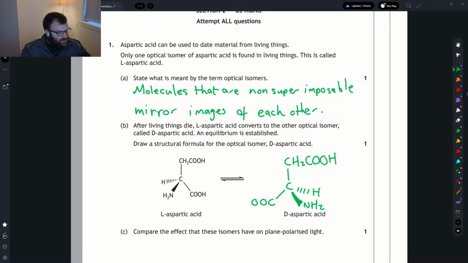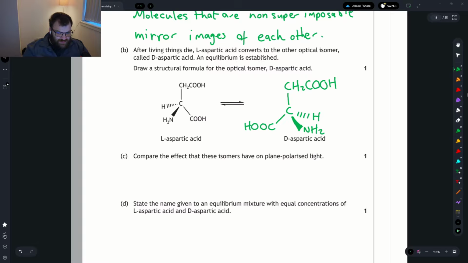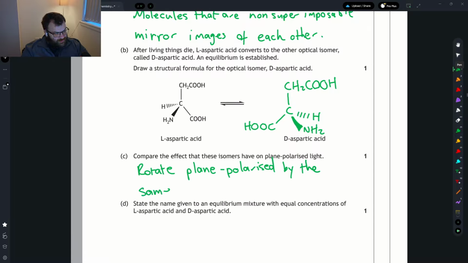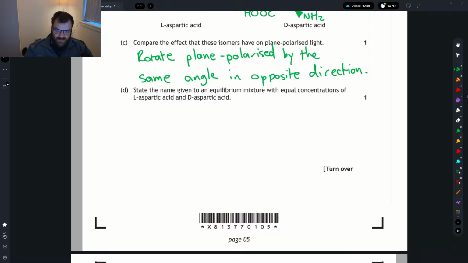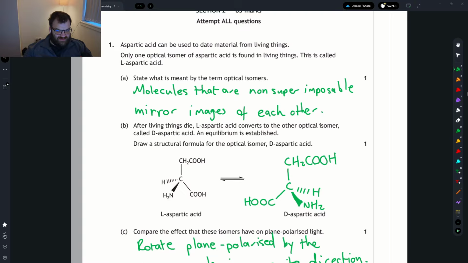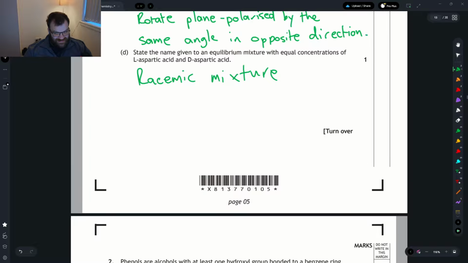And the other one, when it comes to telling them apart, it's all about how they rotate plane polarized light. They will rotate by the same angle in opposite directions. When you have an equal mix of both of them, no effect on plane polarized light, because if one's trying to rotate it to the left, the other one's trying to rotate it to the right. If there's the same quantities of them that won't do anything, that is described as being a racemic mixture. Each of them are called enantiomers, so equal concentrations of each enantiomer will be described as a racemic mixture.